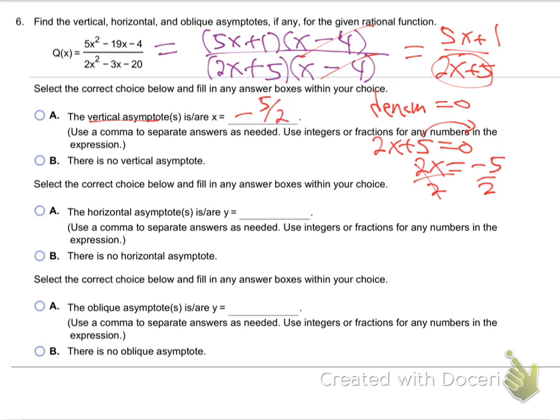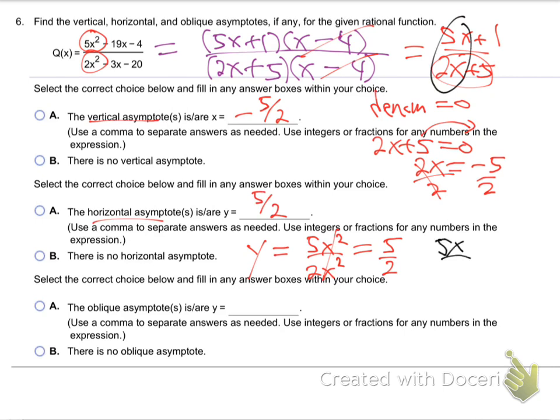There's the vertical. How do you find the horizontal? Well, the horizontal is all about plugging in x as infinity. So if you come back, all that's going to matter is the most powerful term in the top and the most powerful term in the bottom. You get 5x squared over 2x squared, which reduces to be 5 halves. Y equals 5 halves. By the way, you might wonder, do we have to go back to the beginning? No, if you took it here, it'd be the same thing, right? 5x over 2x, still going to be 5 halves.